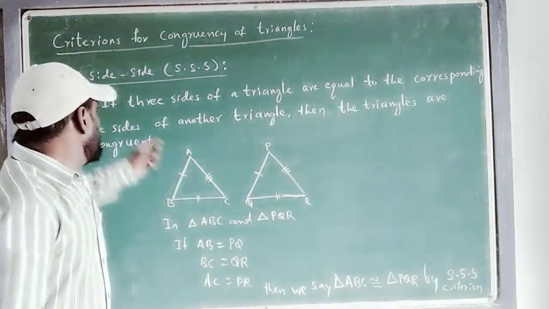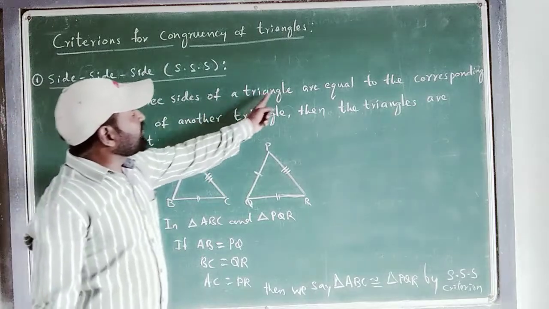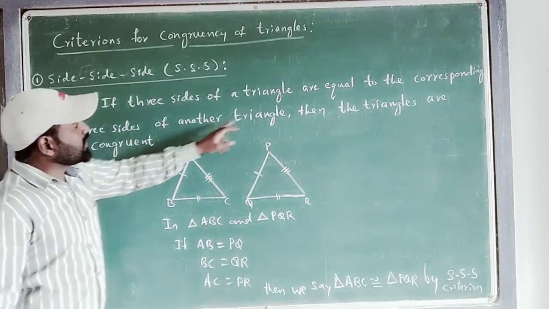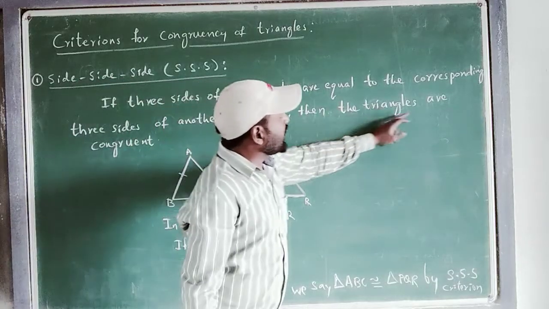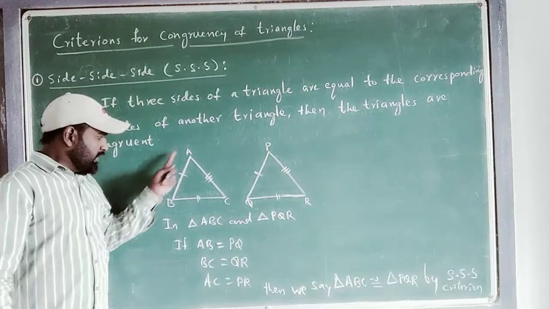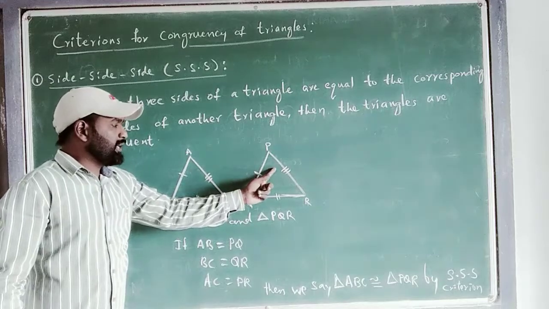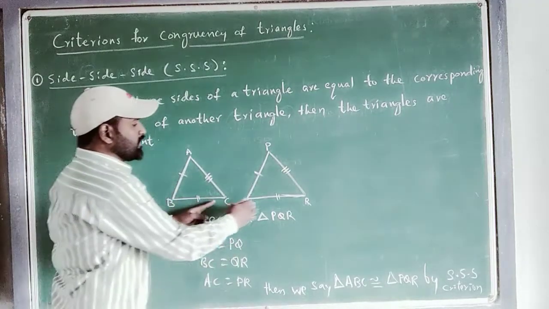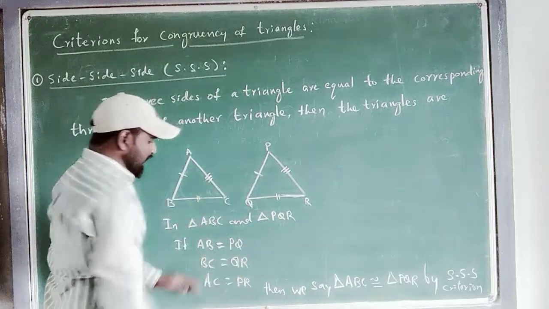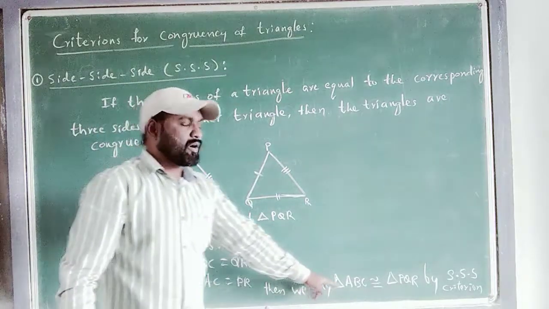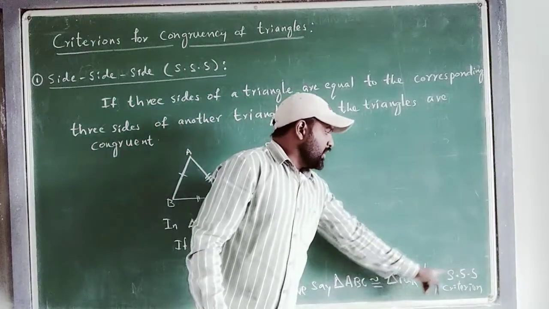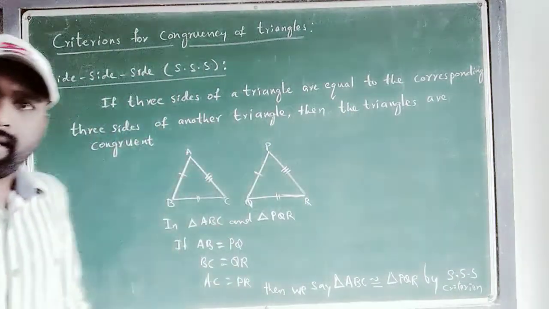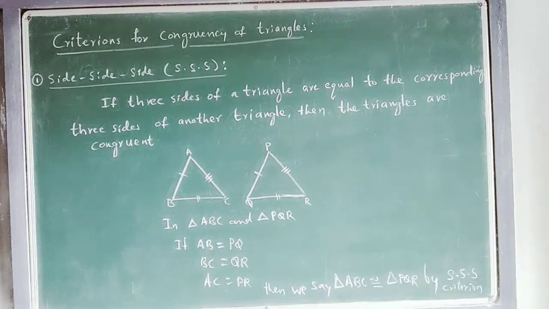What did we use? If the three sides of a triangle are equal to the corresponding three sides of another triangle, then the triangles are congruent. In triangle ABC and triangle PQR, the corresponding parts AB is equal to PQ, BC is equal to QR, AC is equal to PR, then only these two triangles are congruent to each other under the rule SSS criterion. Hope you all understood. Let us see the next criterion of congruency.